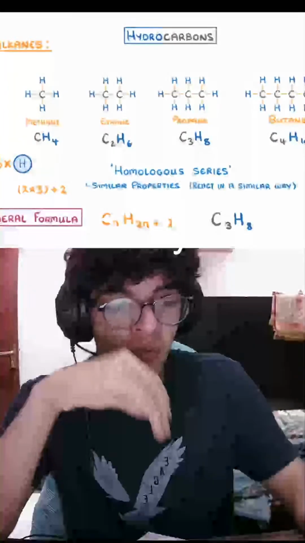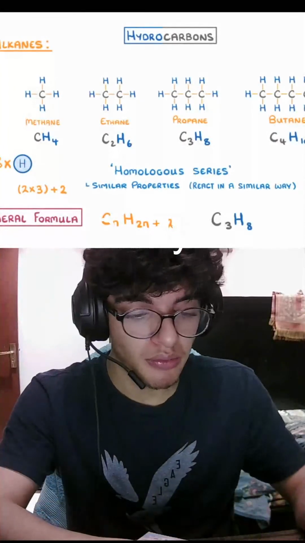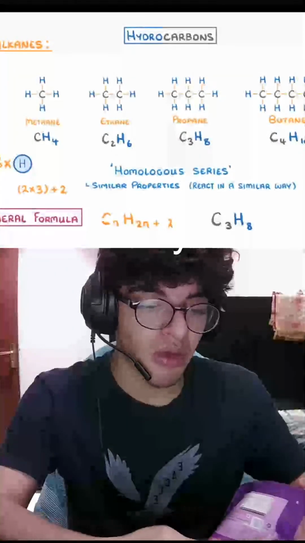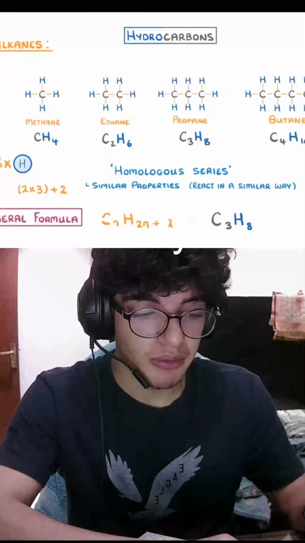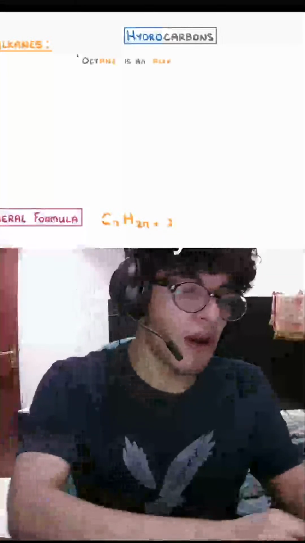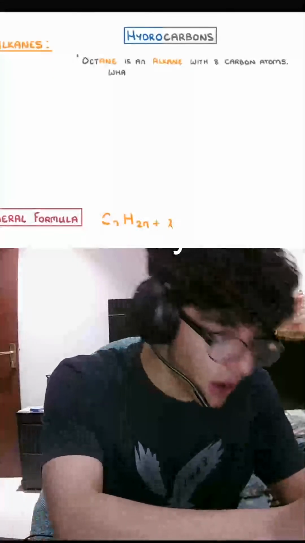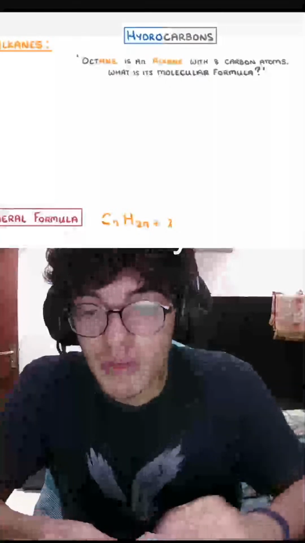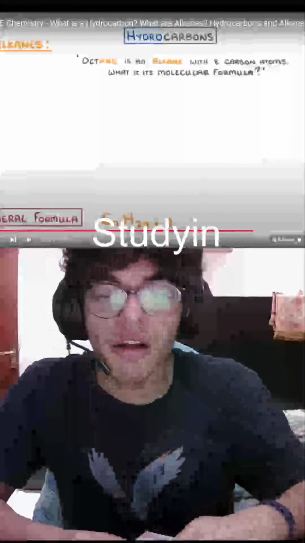Now, you only need to remember these first 4, but you could be asked to use this general formula to work out the molecular formula of much larger ones. For example, octane is an alkane with 8 carbon atoms. What is its molecular formula? Well, we know that it's easy.